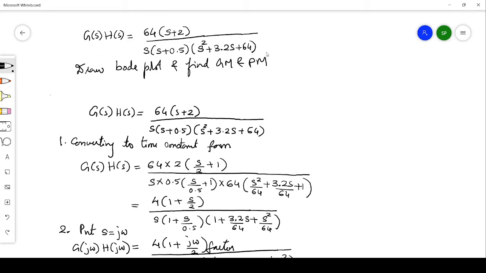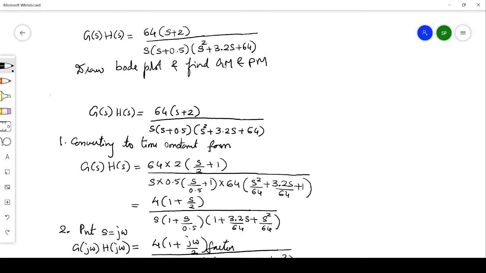So in this transfer function, you can see that there is a quadratic term present in the denominator. That means a quadratic pole is present. So we have several factors if you observe this one. So I'll show how to draw the Bode plot for this particular transfer function.